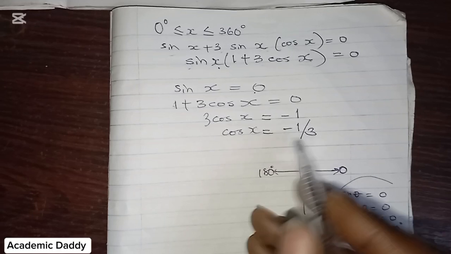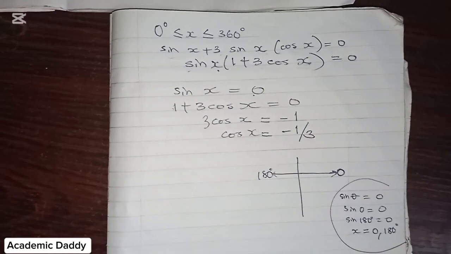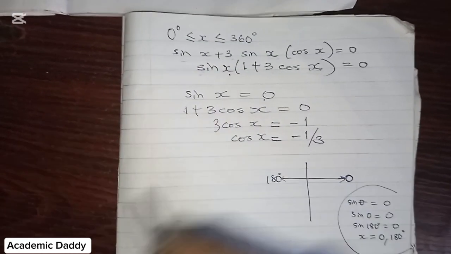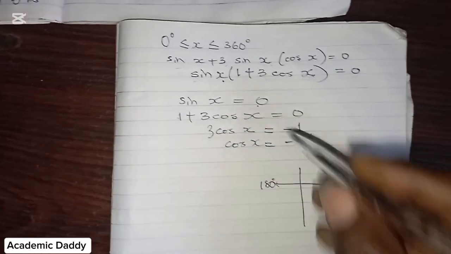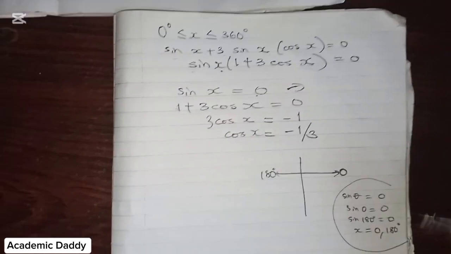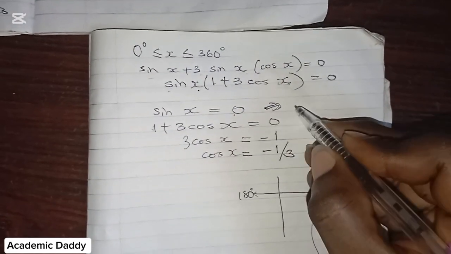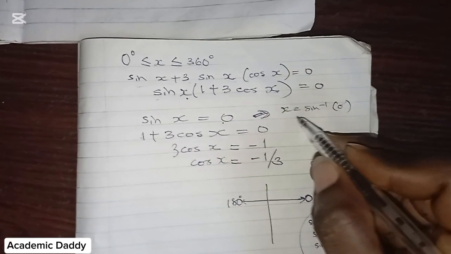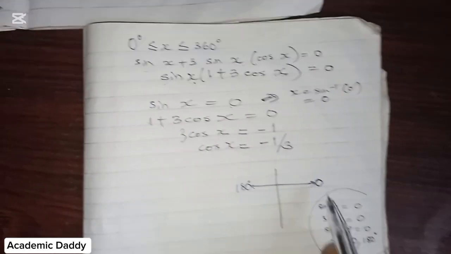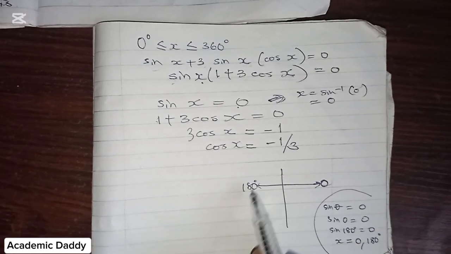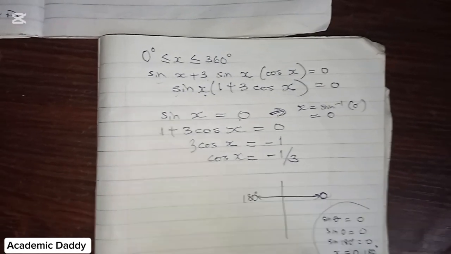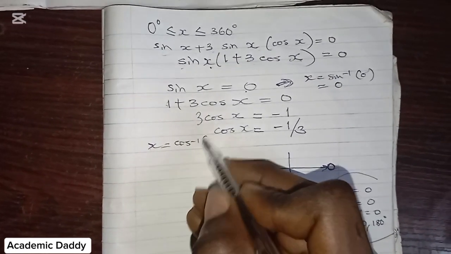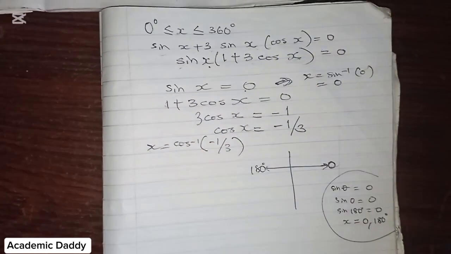Now for cos x equals minus 1 over 3. If it's confusing you, another way to do this one is to simply say x equals sine inverse of 0. It will still give you 0, and that is the same thing as on the right hand side is 0, left hand side is 180. Then for this one, x equals cos inverse of minus 1 over 3.